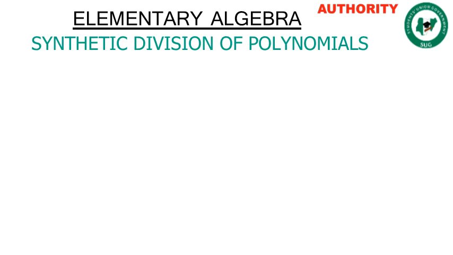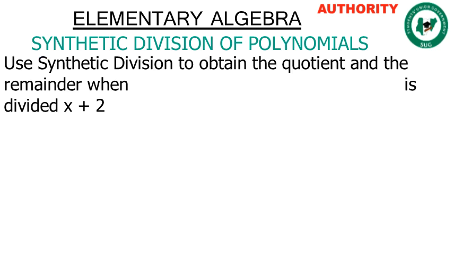Alright, let's continue. Let's see another example on synthetic division. This question says, use synthetic division to obtain the quotient and the remainder when p of x, which is 3x^4 + 8x^3 - 2x^2 - 10x + 4, is divided by x + 2. These are the two expressions we are asked to divide.